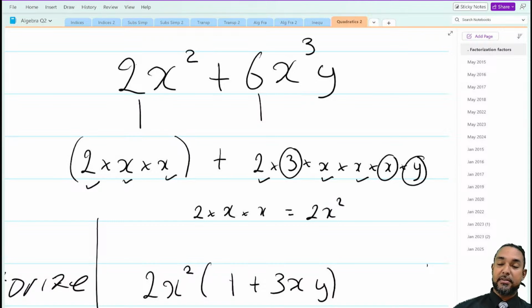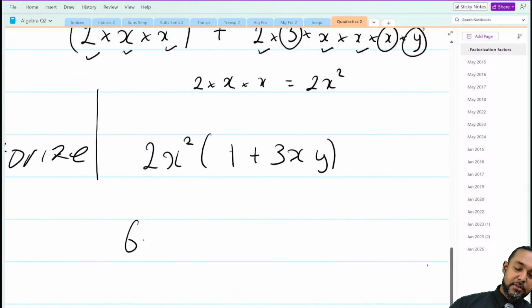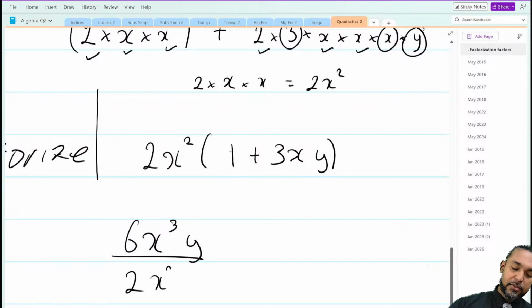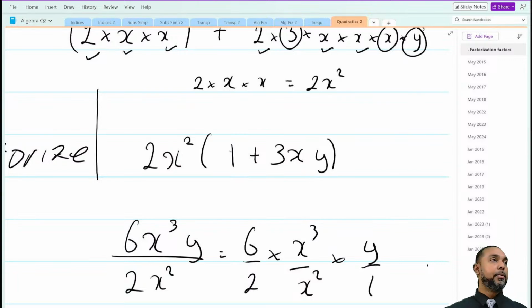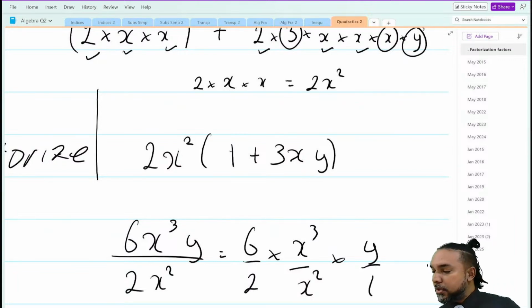Now, if we didn't do it this way and we just eyeballed it, and saw that 2x squared is a common factor, you would have to divide. It is 6 divided by 2, right? You could even do it almost like a fraction: 6x cubed y all over 2x squared. And you could decompose the fraction, pull it apart. You could put the integers together, put the x terms together, and put the y. Well, there's no term common with y, so we just use 1.